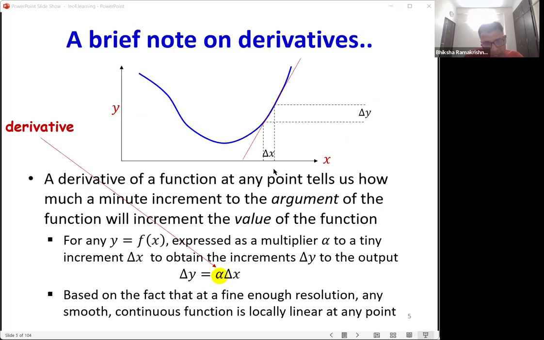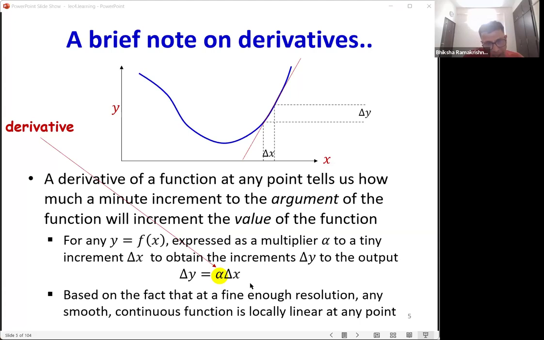The derivative of a function at any point tells us how much a minute increment to the argument of the function will increment the value of the function, for any function y equals f of x. This is a multiplier alpha. The derivative at any point is a multiplier alpha that multiplies delta x to give you the corresponding delta y. This is the only way to define the derivative. There is no other way to define the derivative.